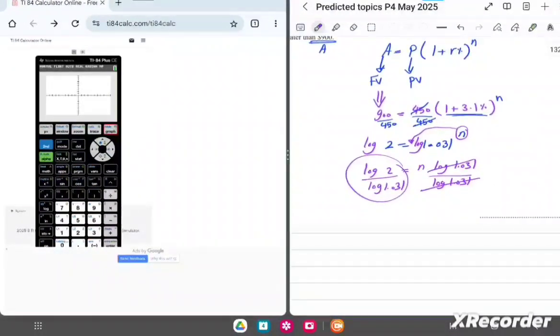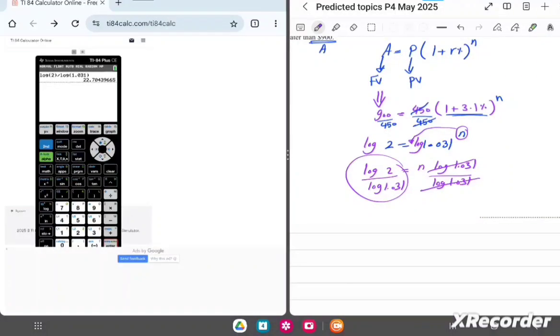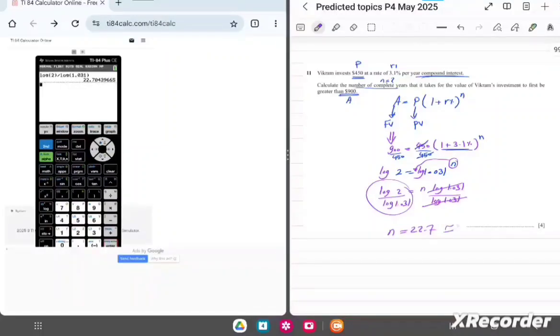Okay, what we have is log 2 divided by log 1.031. So n equals 22.7. So how many complete years? They said complete years, so it will be 23 years. So this is your final answer.